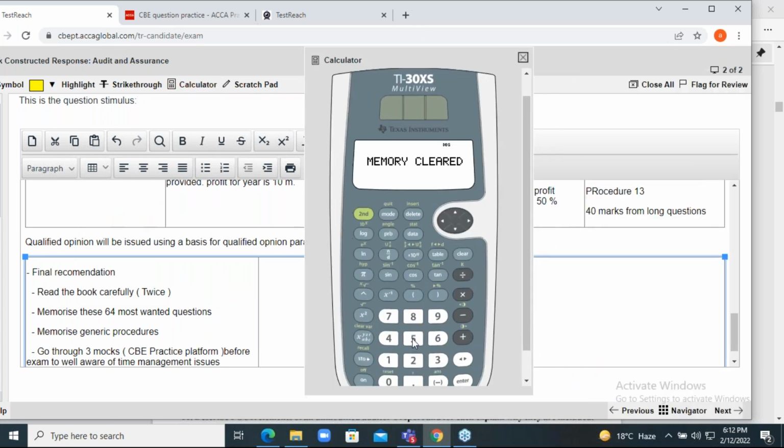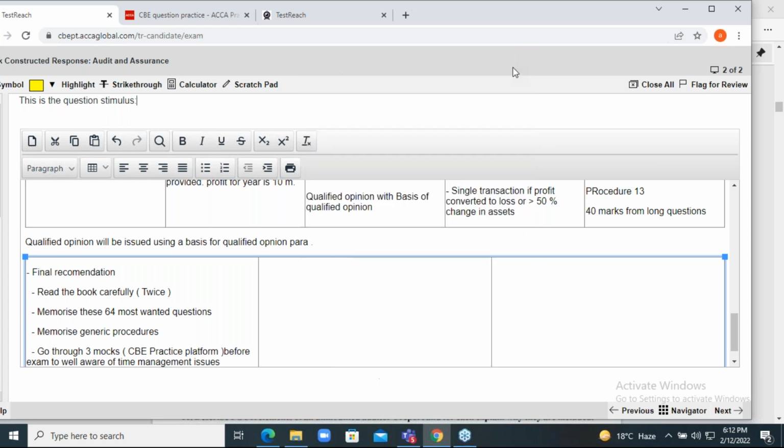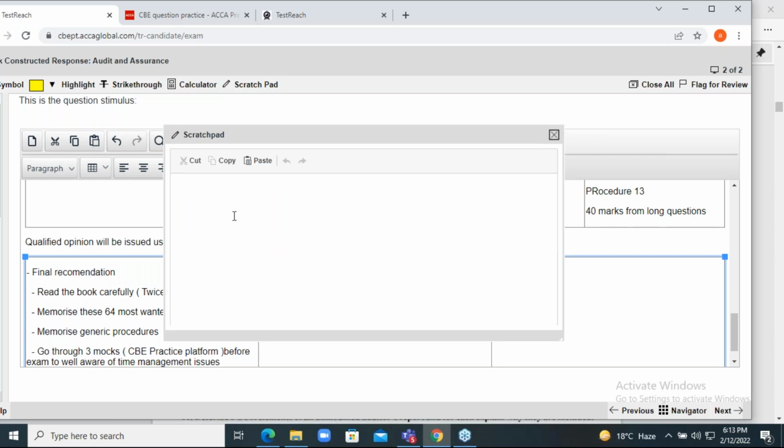This is the calculator that can be used. How this calculator can be used to calculate the materiality level, you must be aware of before entering into the exam. So do not be in the exam and not be aware of these options. Please be ready. You can see there are some highlighters. These colors can be used. Strike through means that if you have read the data and you have used that question data in your answer, you can strike through it and it will be shown as lined. So you know that this data has been used. There is a scratch pad there, where you can write anything, any options that you have.